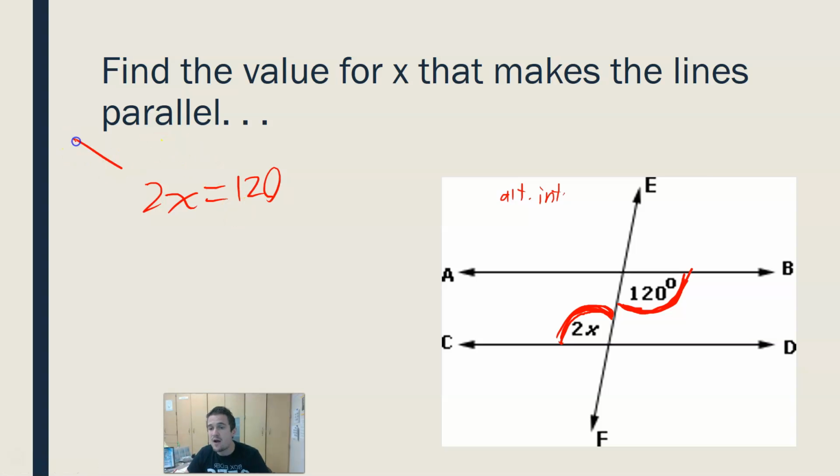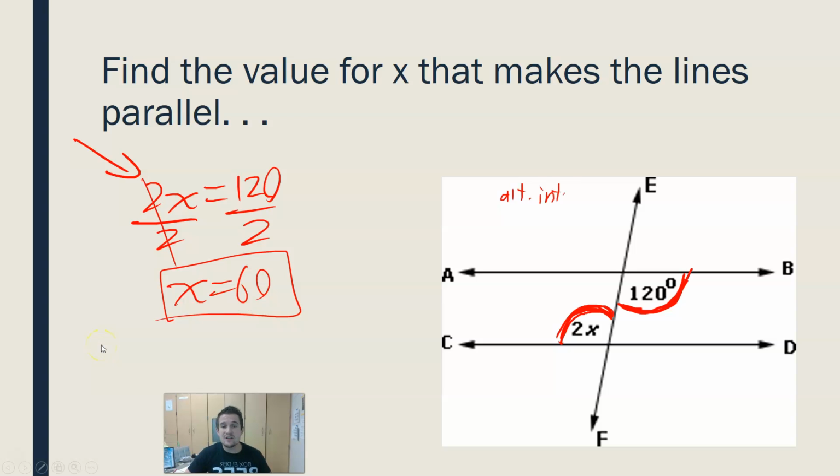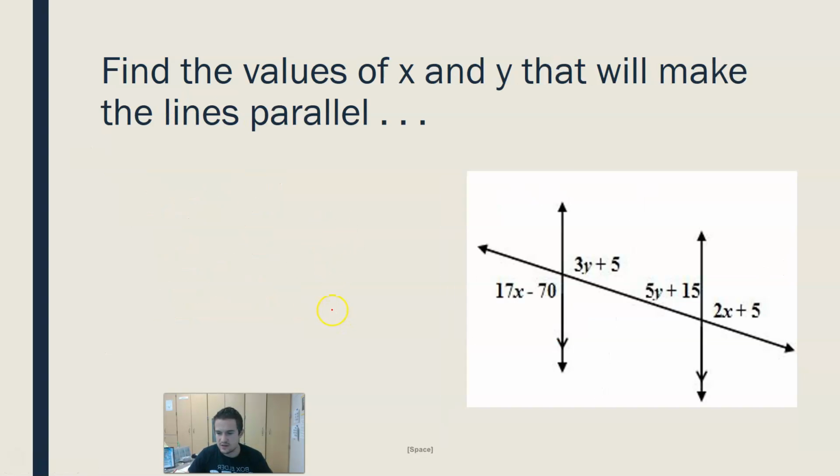Well, notice here, now I have an equation to be solved. If I have 2 times x equals 120, how do I solve for x? Well, I divide by 2, which gives me x equals 60. So when x is equal to 60, that's the value of x that would make these two lines parallel to each other. That's what would make those alternate interior angles congruent. Okay? Feel right about that? Okay, let's move on to this next little section.